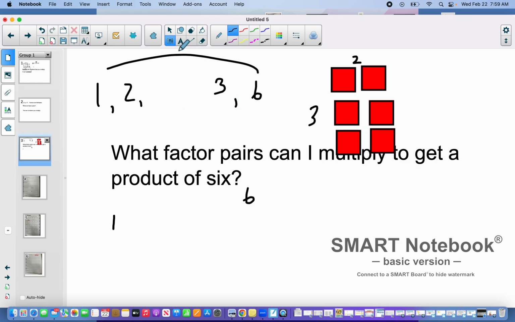So we start and we go in number order. So if you think 4, could I make a 4 by something? Could I make a 5 by something? No. So the only factor pairs are 1, 2, 3, and 6. Again, those are the numbers we multiply to get a product.